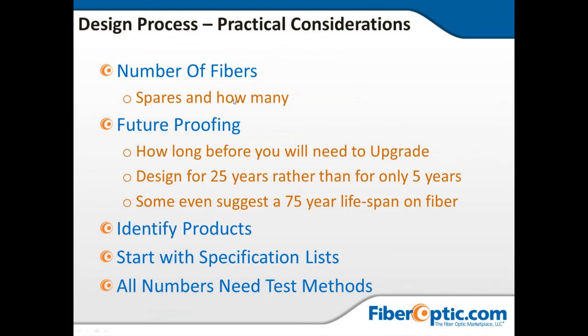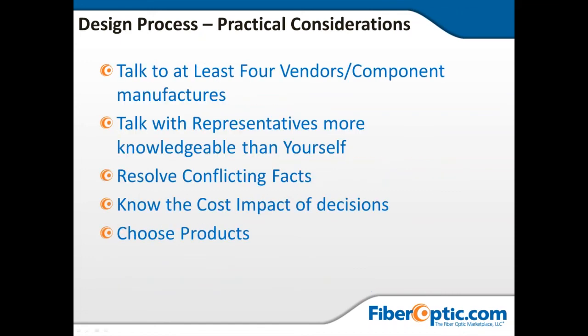Then finally, as we come in here, the number of fibers, how many spares: 10%, double, the more the better. Future-proofing: decide when you're going to need an upgrade, design for 25 rather than 5. Again, it's going to depend on how tight your specs are on the construction. Some even suggest 75 years. And identify products: start with a spec list and test method. Here it says talk to at least 4 vendors and component manufacturers.